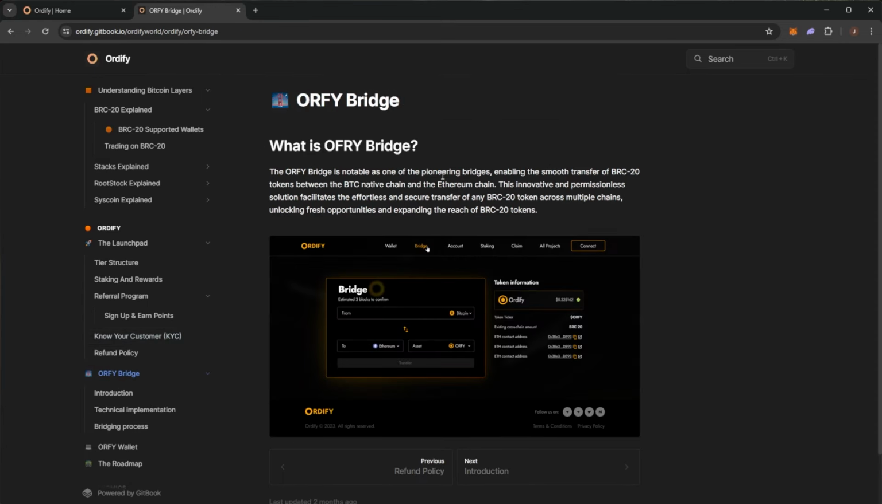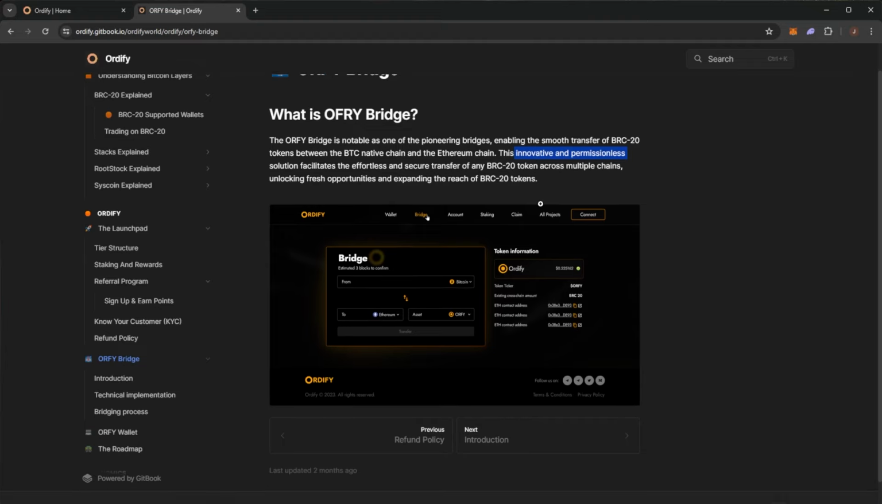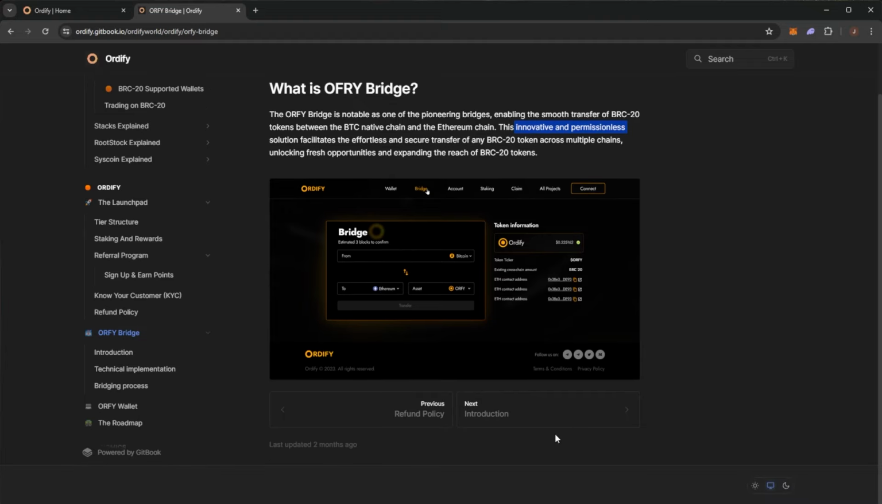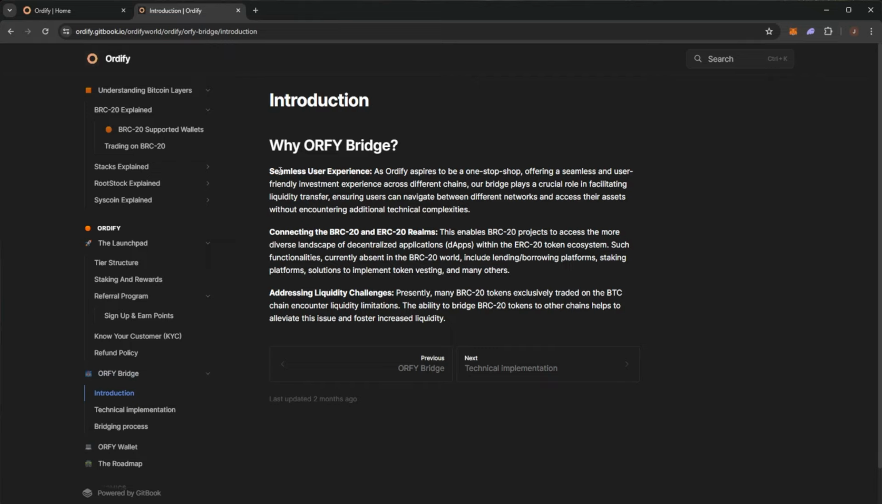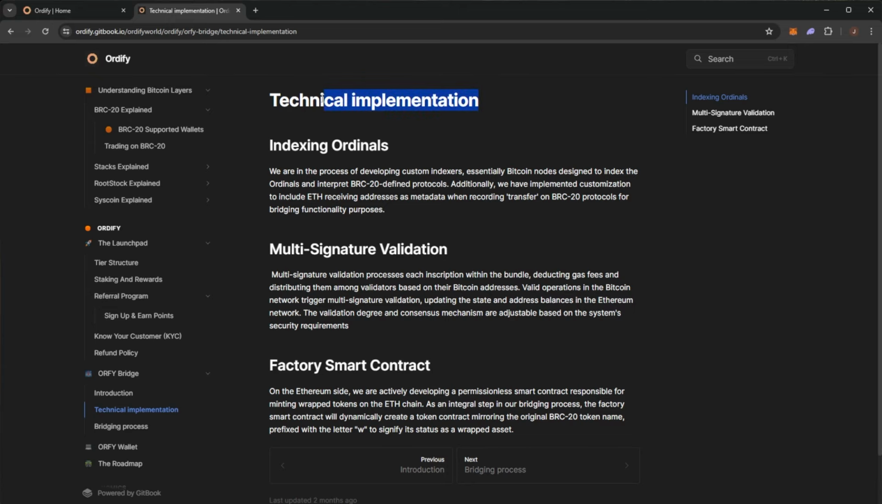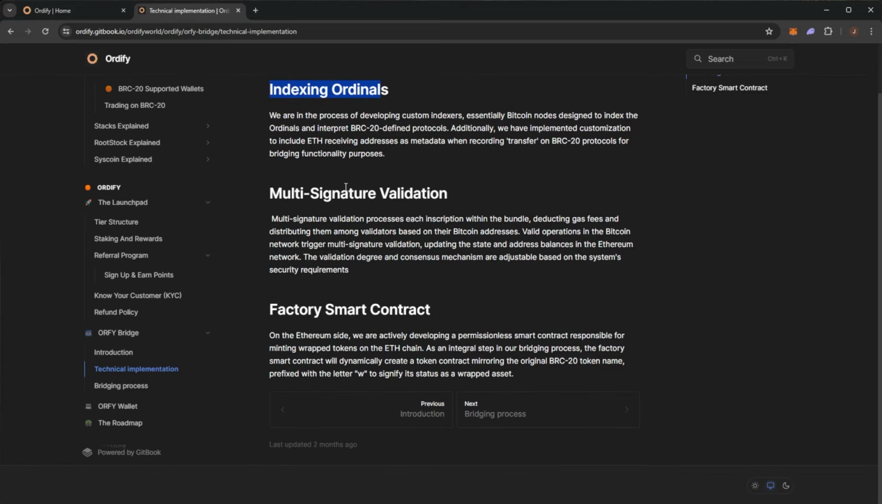So we also have the bridge. Again, this allows you to transfer tokens between the Bitcoin BRC20 native chain and the Ethereum chain here. It's innovative and permissionless, and you can move your BRC20 tokens across multiple chains. And of course, your seamless user experience. It's very good at connecting the BRC20 and ERC20 realms and addressing liquidity challenges. So some of the technical implementations are indexing ordinals, multi-signature validation, and factory smart contract.